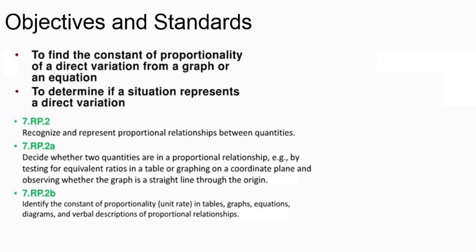Objectives and standards. We're going to find the constant of proportionality to a direct variation from a graph or an equation. We're going to determine if a situation represents a direct variation. We're going to recognize and represent proportional relationships between quantities. We're going to decide whether two quantities are in a proportional relationship. And then we're going to identify the constant of proportionality in tables, graphs, equations, diagrams, and verbal descriptions of proportional relationships.